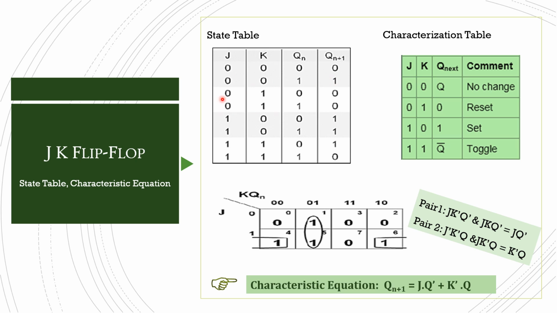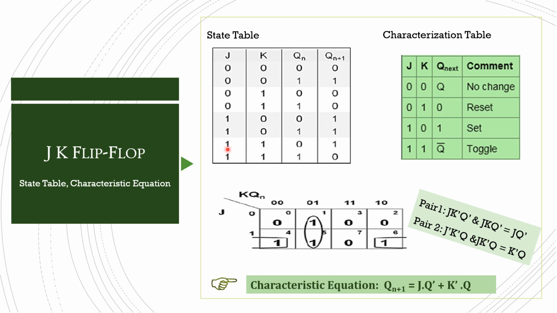Fine. If J is equal to 0 and K is equal to 1, it should be in the reset state. So if it is previously in the reset state, it remains in the 0 state. If it is in the 1 state, it should move to the 0 state. Fine. Then when J is equal to 1 and K is equal to 0, the flip-flop should go to the set state, right? So if it is in the 0 state, it should move to the 1 state. If it is in the 1 state, it remains in the 1 state.